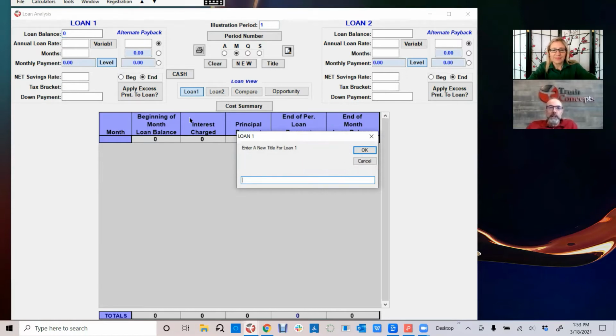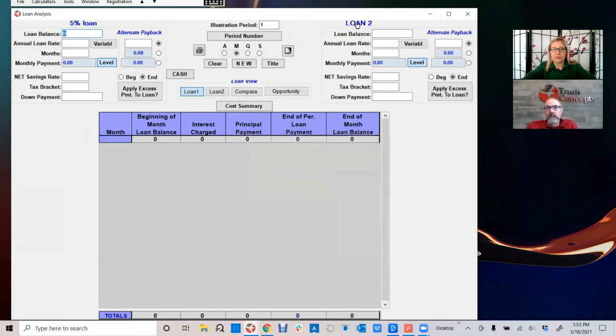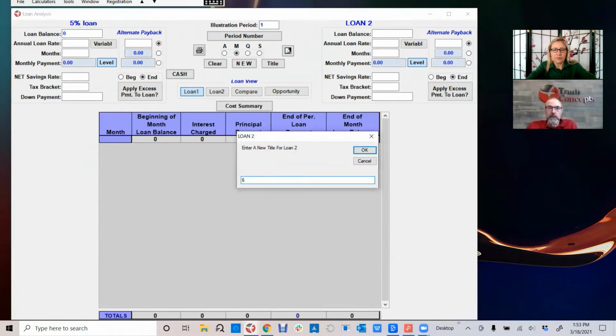So we'll put 5% loan on this one as an example. And when we get to it, we'll put 6% on loan 2. We can do it now just to see what the difference looks like between the two.